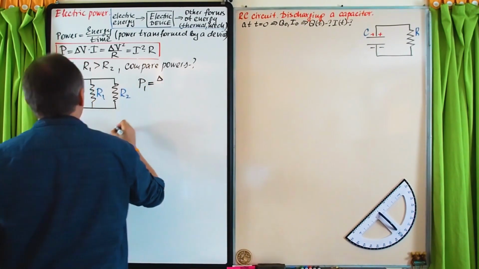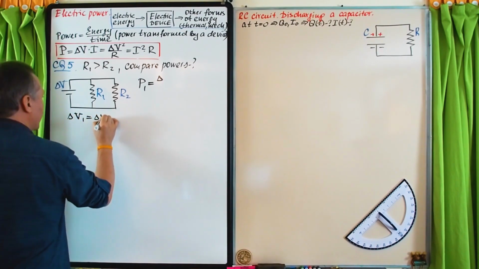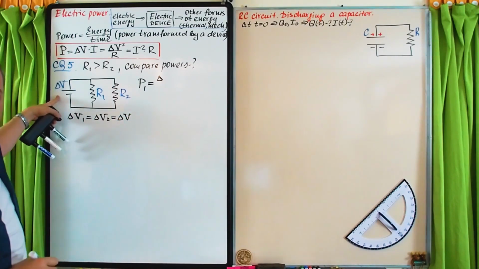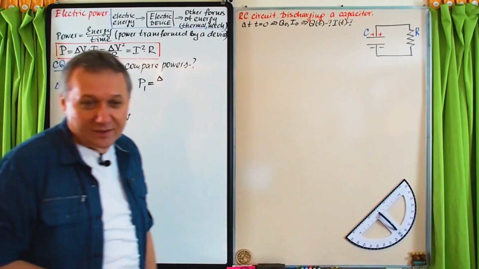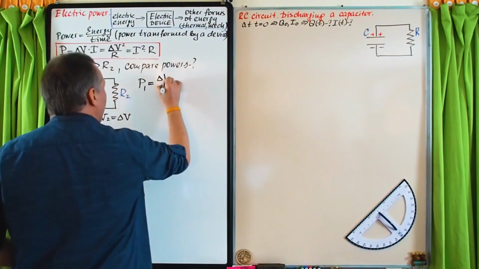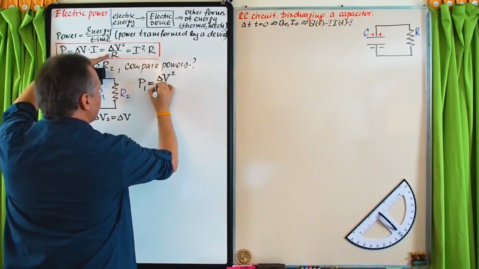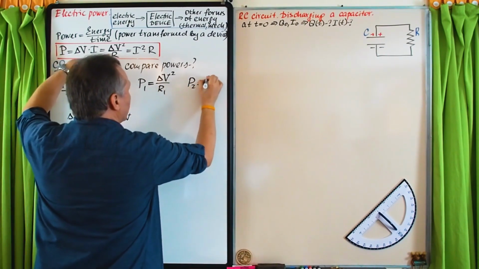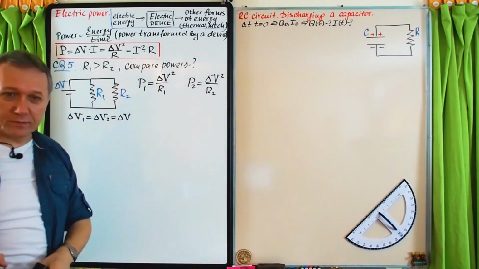And you know what? Also, I need to mention that, of course, delta V1 equals delta V2, and it is equal to delta V, the potential difference across the resistor, or across the battery, because these two resistors are connected in parallel, right? Obviously. So now, as a result, I don't use subscript next to delta V. I'm using this formula: delta V squared divided by R1, and for the second resistor it will be delta V squared divided by R2, right?